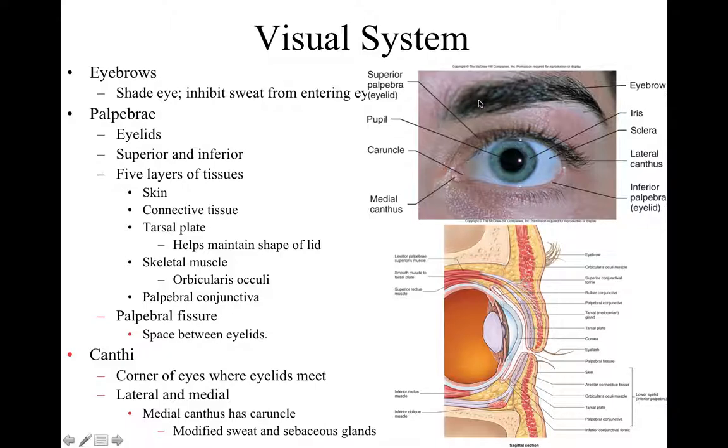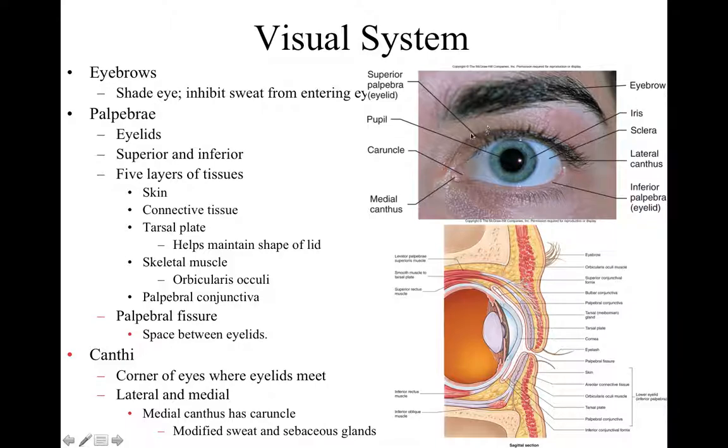And these are actually here to perform shading of the eye, so from very, very bright light, but also to help inhibit sweat and other molecules from dripping down the face and into the actual eye opening, which can be irritating. Now, the external eye here, the eyelids are actually known as palpebrae.